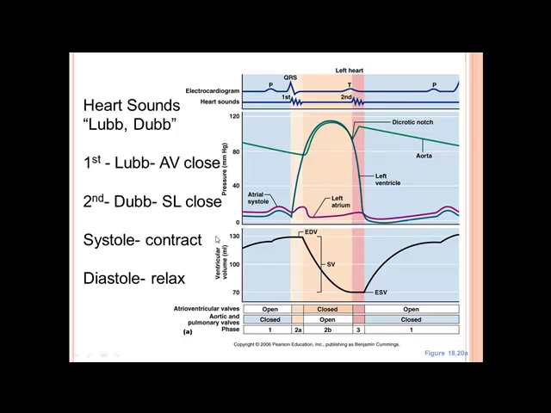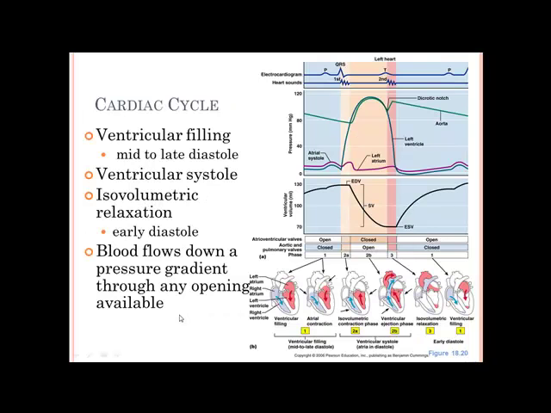We have systole and diastole. Systole is contraction, diastole is relaxation. So with our cardiac cycle, we're going to have it broken into our three main phases: our ventricular filling, our ventricular systole, and our isovolumetric relaxation. So let's go through this.